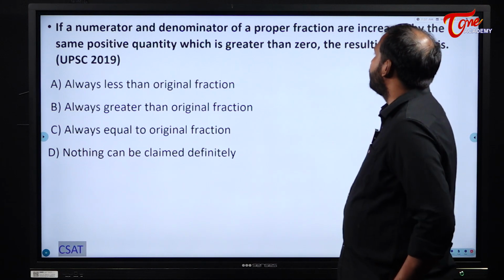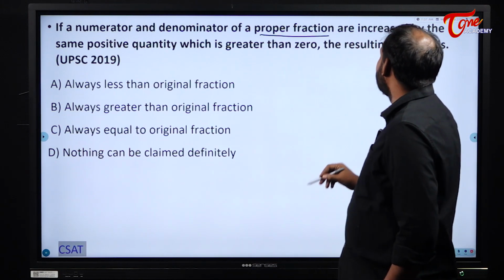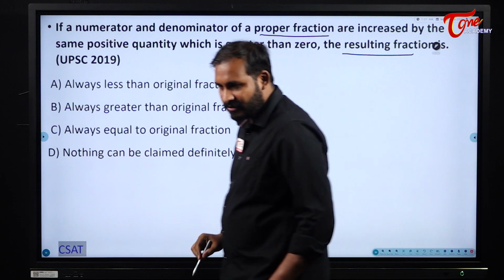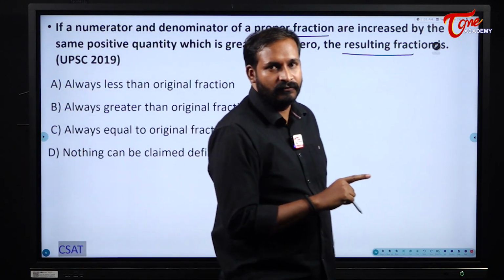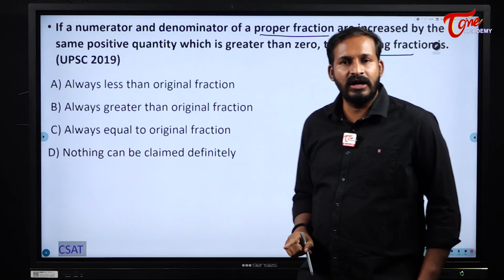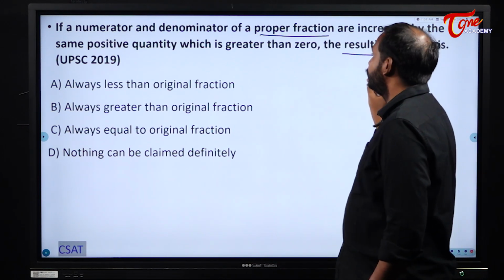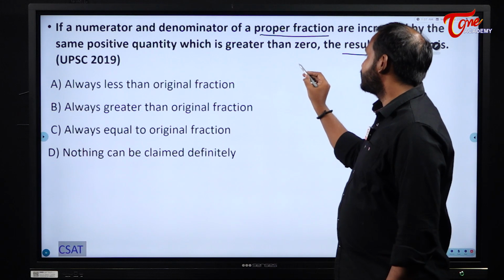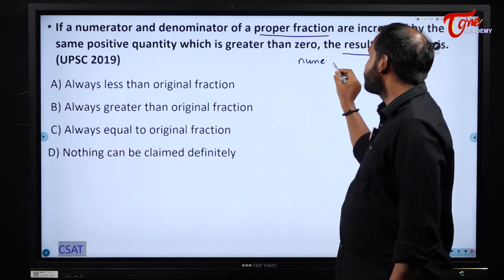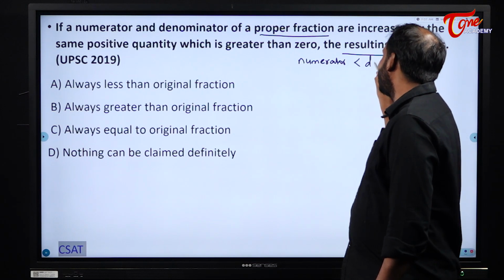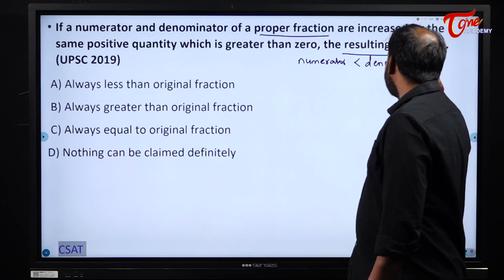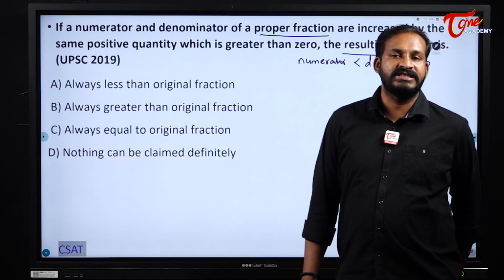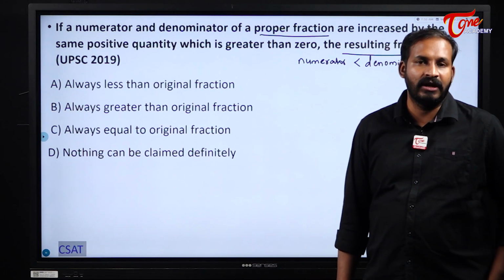If numerator and denominator of a proper fraction are increased by the same positive quantity which is greater than 0, the resulting fraction is. Now see here, students, in our first class itself I told you what is meant by proper fraction. If you don't know what a proper fraction is, you will write a wrong answer. Definitely, there is no doubt. Proper fraction means numerator will be less than denominator. Numerator will be less than the denominator, or denominator will be greater than numerator.